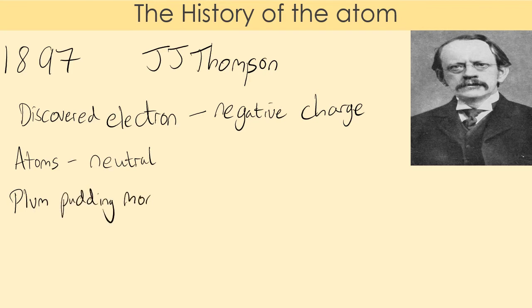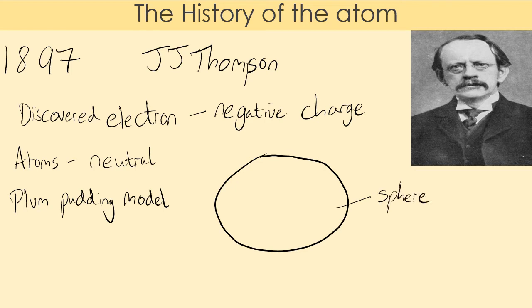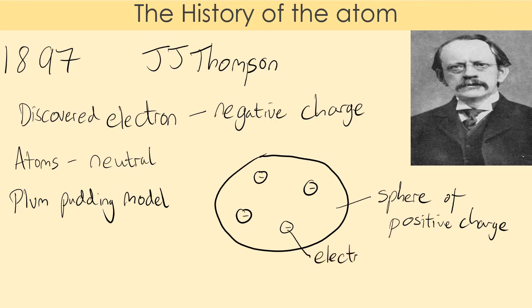Plum pudding was very popular in Victorian times, which is why the name stuck. And for that, we have a ball of positive charge, or a sphere of positive charge. Inside that sphere, we have little electrons dotted within it, just like the plums in a plum pudding. So we have electrons inside our sphere of positive charge.